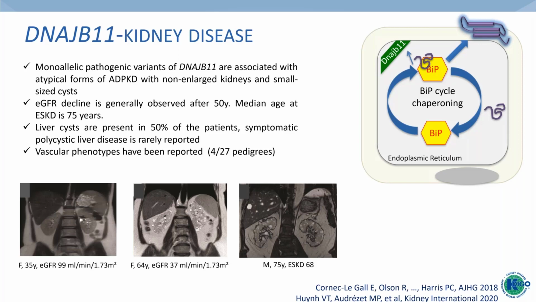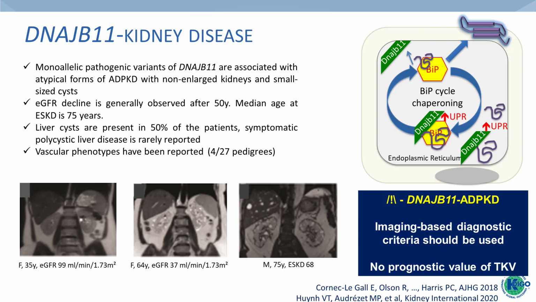An important message is that imaging-based diagnostic criteria should not be used in DNAJB11 families. Also, we have to remember that there is no prognostic value of total kidney volume because there is no kidney enlargement preceding eGFR loss, and patients tend to have progression with interstitial fibrosis, progressively developing atrophic kidneys.